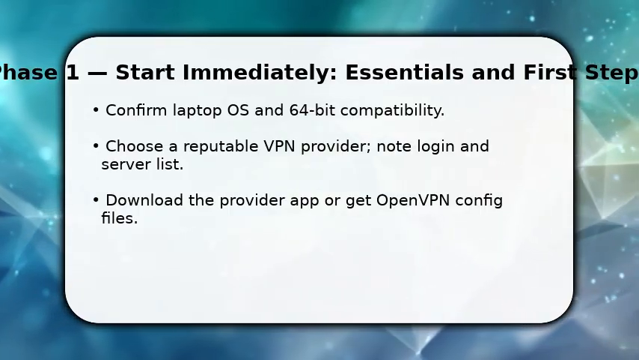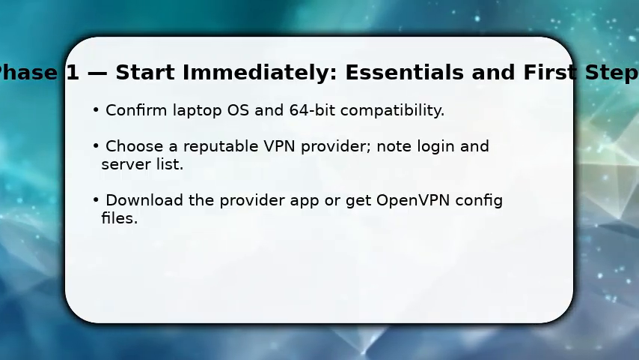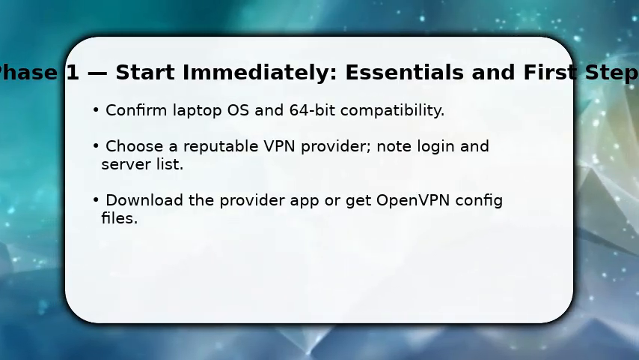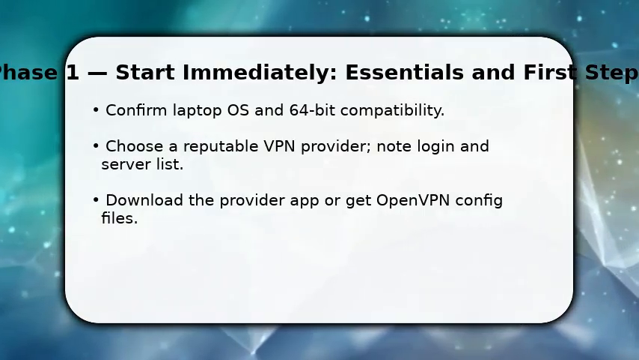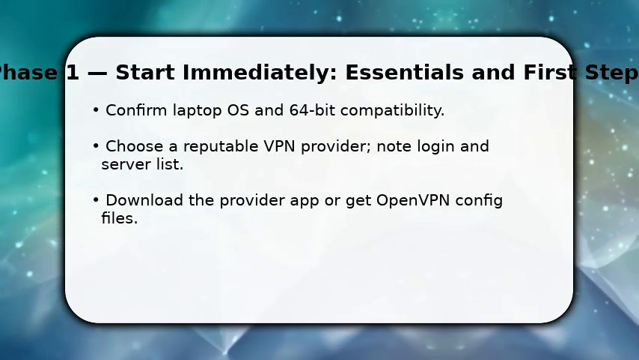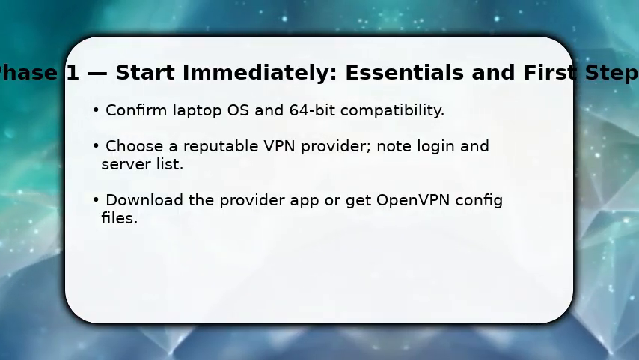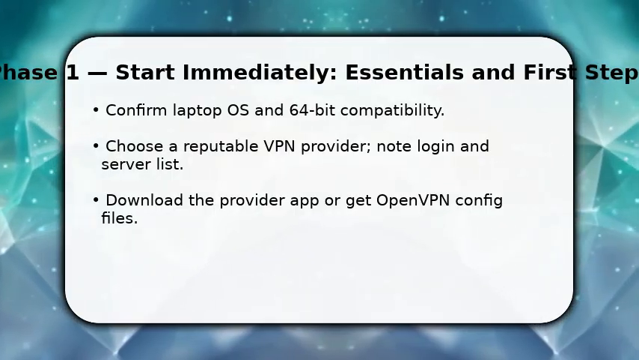You begin by confirming your laptop's OS and bit version so the installer matches. This prevents driver and adapter errors. Next, pick a reputable VPN provider for speed, privacy, and a usable server list, because the provider determines encryption and logging. Once done, download the provider app for your OS, or if you prefer manual setup, grab the OpenVPN or IKEv2 config files. Keep your username and password handy.